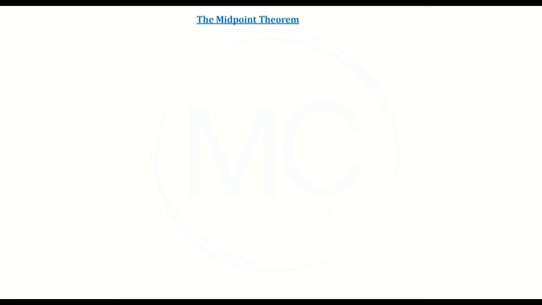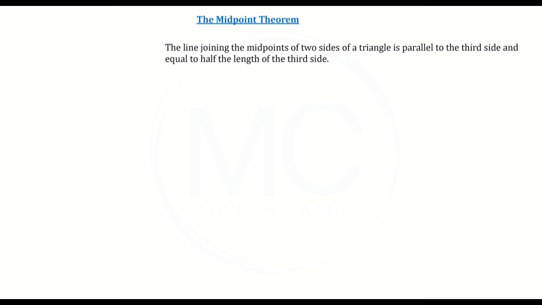The midpoint theorem states that the line joining the midpoints of two sides of a triangle is parallel to the third side and equal to half the length of the third side. So what does this mean exactly?